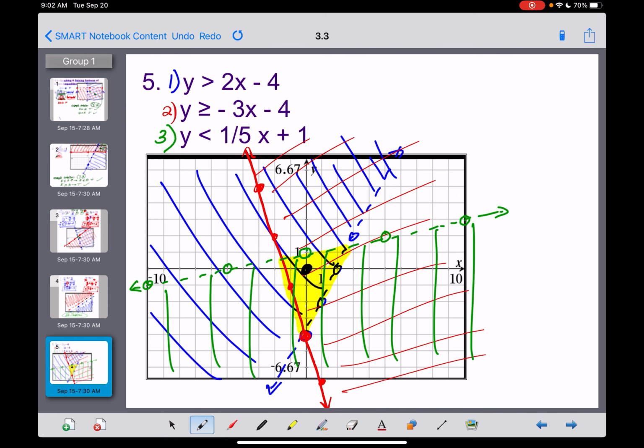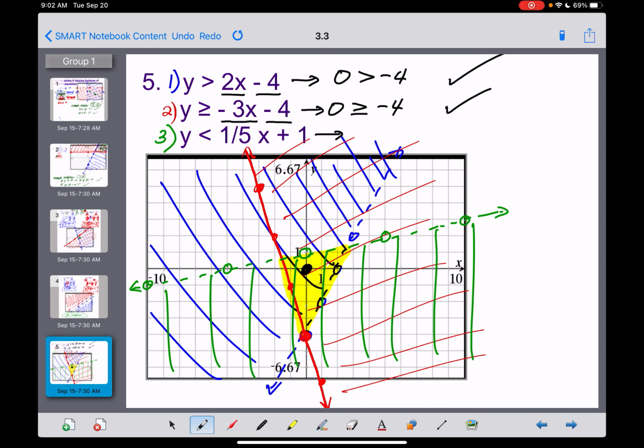Let's test it. In the first statement here, y is 0. That should be greater than 2 times 0, which is 0, minus 4 is negative 4. Is 0 greater than negative 4? Check. Yes, it is. How about statement 2? Y is 0. That should be greater than or equal to negative 3 times 0, which is 0, minus 4 is negative 4. That's the exact same statement again. Check, it still works. 0 is greater than or equal to negative 4.